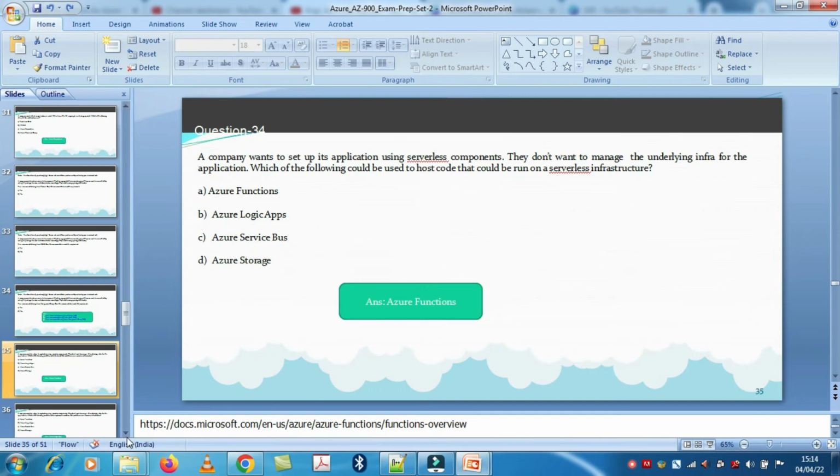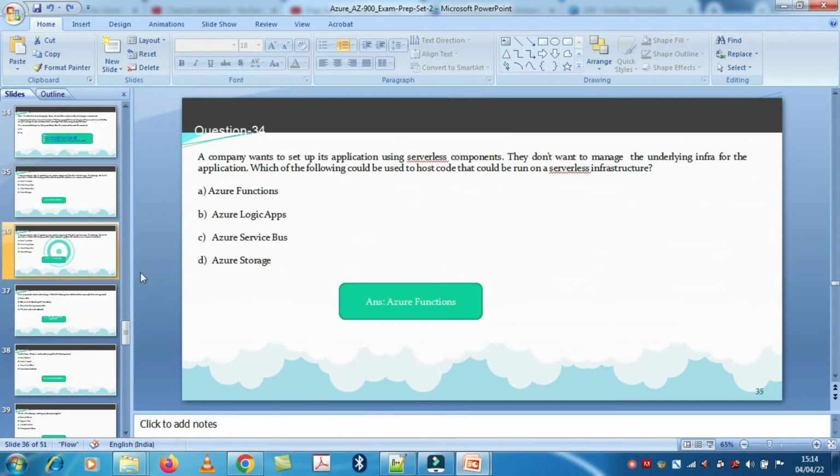Now moving to the next question, guys. That is question number 35. A company wants to set up its application using a serverless component. They don't want to manage the underlying infra for the application. Which of the following could be used to implement their serverless infrastructure for a code? Now there is a small difference. Don't get confused with the previous question. Which of the following could be used to implement a workflow that could be run on a serverless infrastructure?